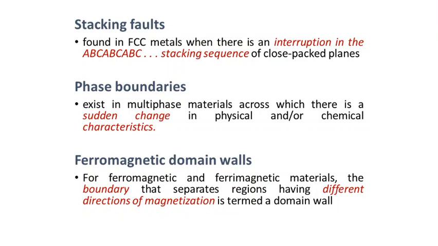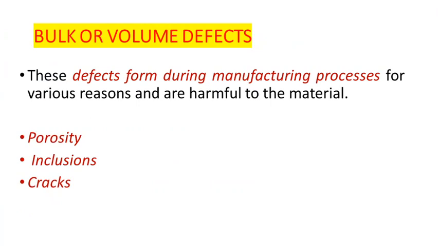For example, if you are considering ABC stacking, and one layer is missing from that sequence, for example ABC, then AB, the C is missing, and again ABC, which means the layer of C atoms is missing from the stacking sequence, we can again consider that a surface defect. Okay, next one is the phase boundary, the formation of multiple phases in the same material. Then there is the ferromagnetic domain wall. In certain regions the magnetizing property varies, which can also be observed under the surface defects.